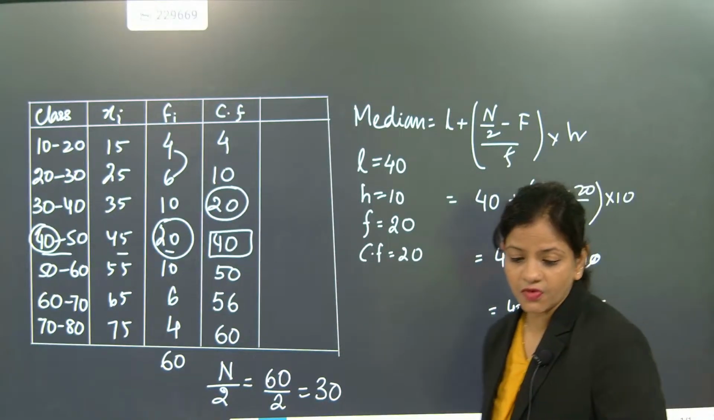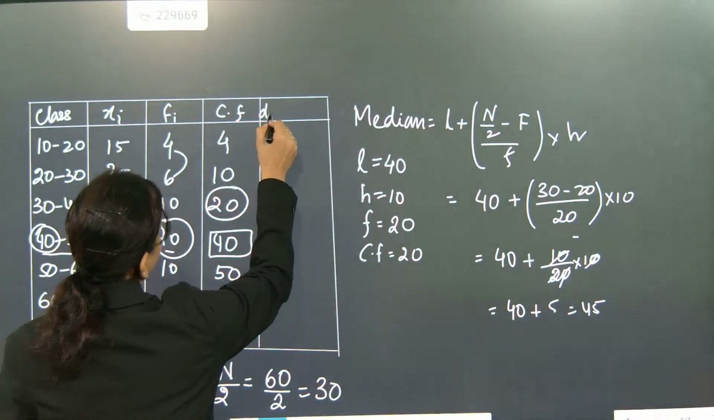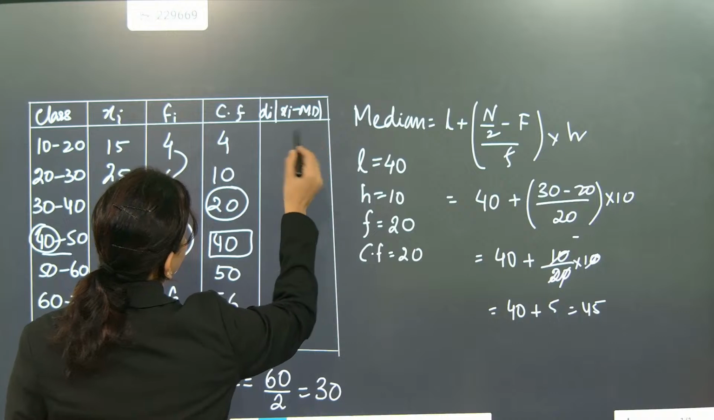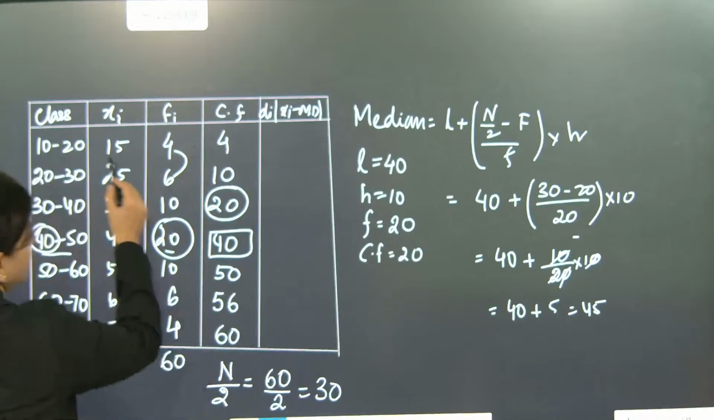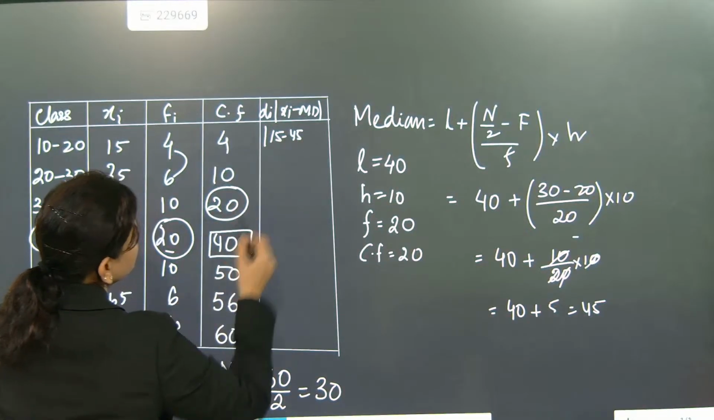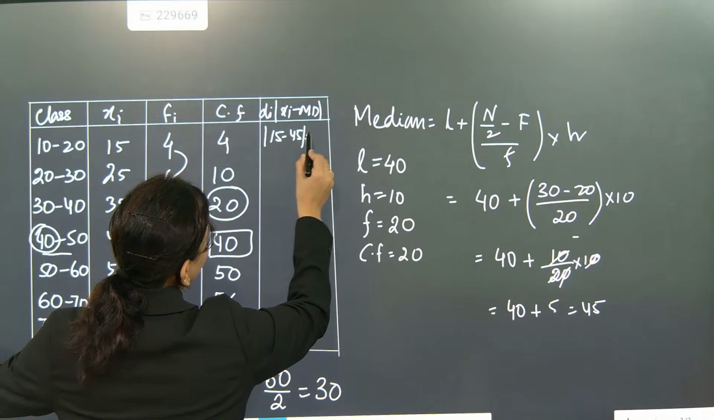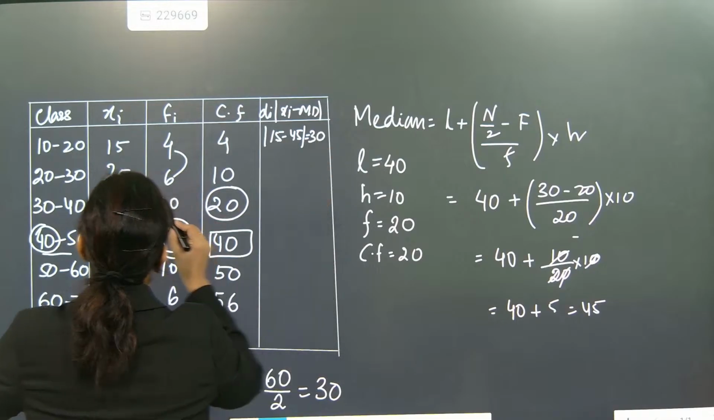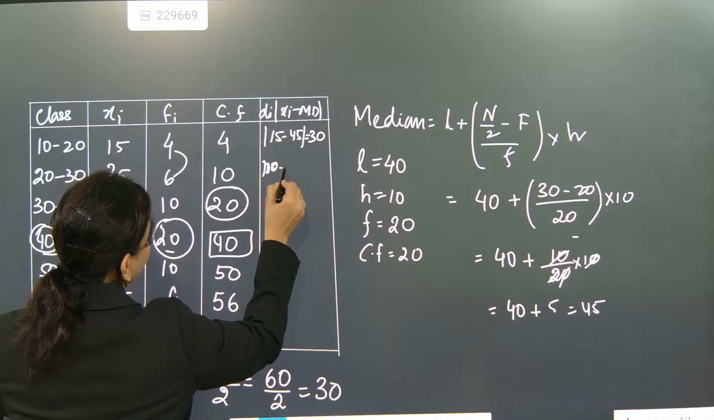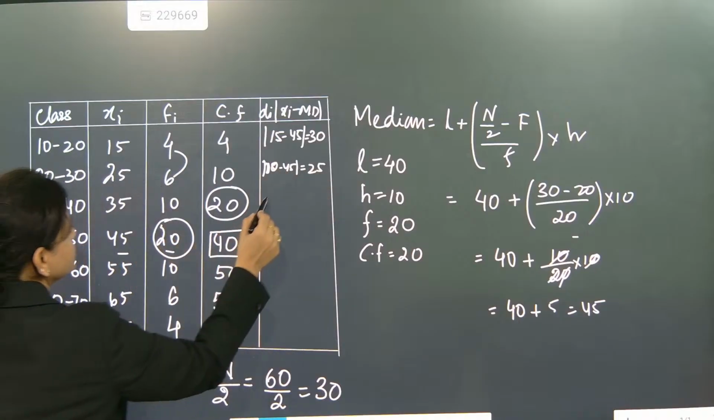Once the median came as 45, now we have to find the deviation. Deviation means d_i will become x_i minus median. Okay, so x_i minus median. So x_i is 5, modulus of 15 minus 45, so 15 minus 45 modulus will become 30. Now 25 minus 45 will become 25. It will keep on reducing.